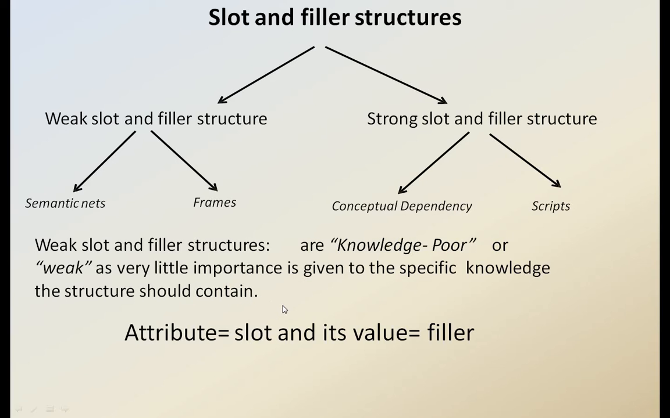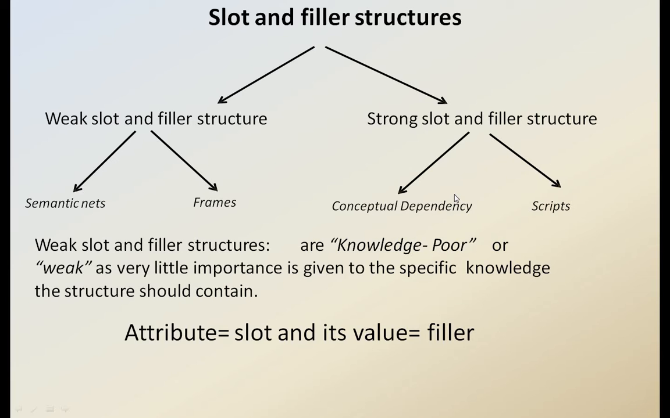Okay, so slot means what? Attribute, and its value is called the filler. And again, the slot filler structures are divided into two types. One is the weak slot filler structure, another one is the strong slot filler structure. For the weak slot and filler structures, we have two different kinds of representations, those are semantic nets and frames. And coming to the strong slot filler structures, we have conceptual dependency as well as scripts.